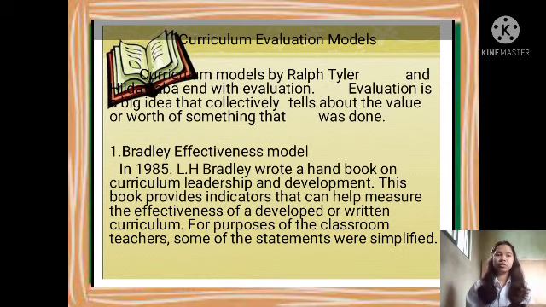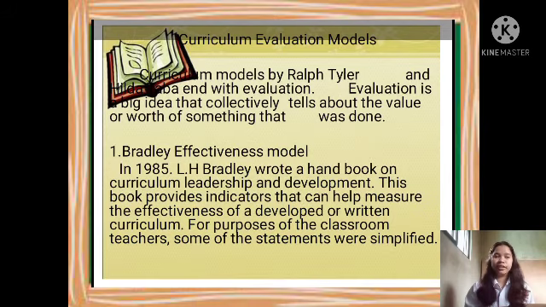The first curriculum evaluation model is the Bradley Effectiveness Model. In 1985, Bradley wrote a handbook on curriculum leadership and development. This book provides indicators that can help measure the effectiveness of a developed or written curriculum. For purposes of classroom teachers, some of the statements were simplified. First, you have to identify what curriculum you will evaluate. For example, elementary science curriculum, teacher education curriculum, student teaching curriculum, field study curriculum.